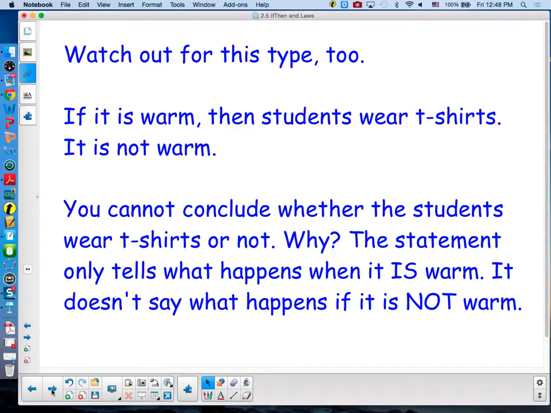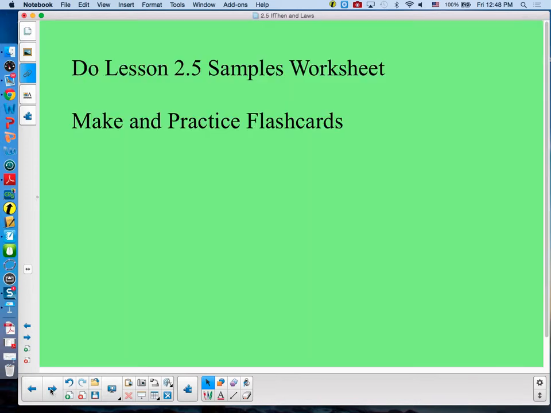Watch out for this kind too. If it is warm, then students wear t-shirts. If it is not warm, it doesn't mean students don't wear t-shirts, right? You could be wearing a t-shirt for another reason. So you would put no conclusion, can't decide. So there are some tricky ones that you have to watch out for.